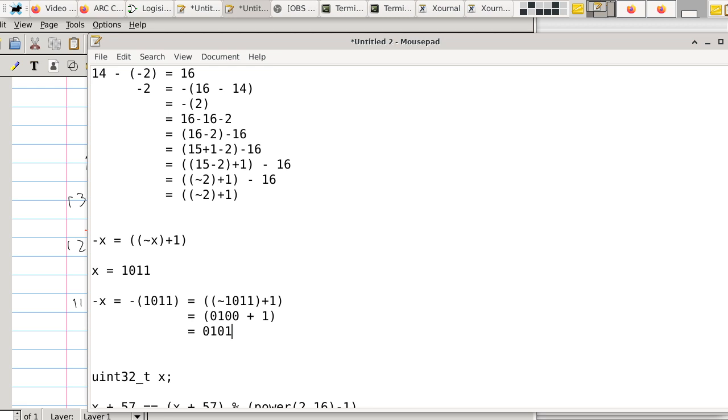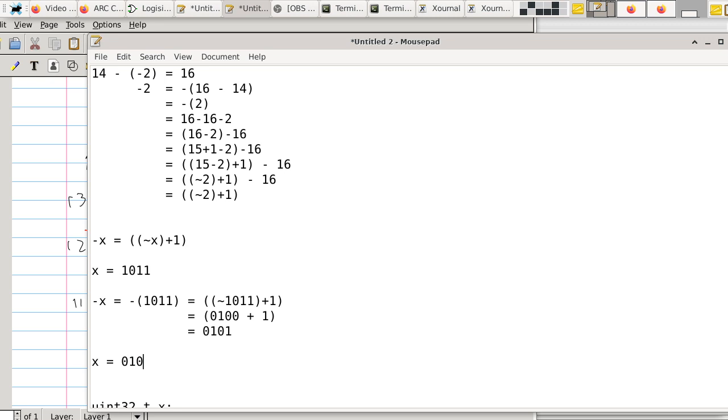What does that represent? It represents 5. Oh, so it works, right? Because if we apply 2's complement to the binary representation of -5, it will give us the binary representation of 5. Does it work the opposite way? Okay, let's check it out.